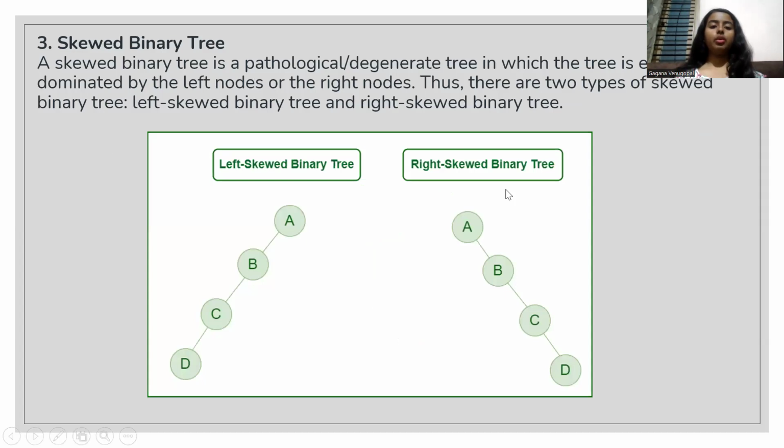Now, coming to the skewed binary tree. A skewed binary tree is a pathological tree in which the tree is either dominated by left nodes or right nodes. Thus, there are two types of skewed binary tree: left skewed binary tree and right skewed binary tree. Here you can see the left skewed binary tree and right skewed binary tree.